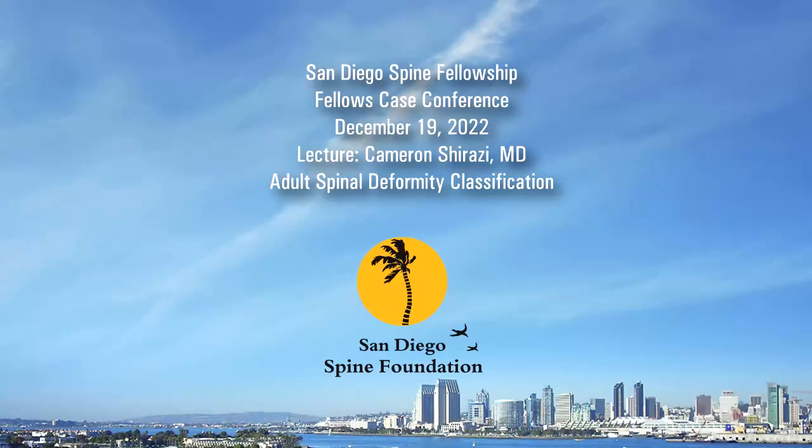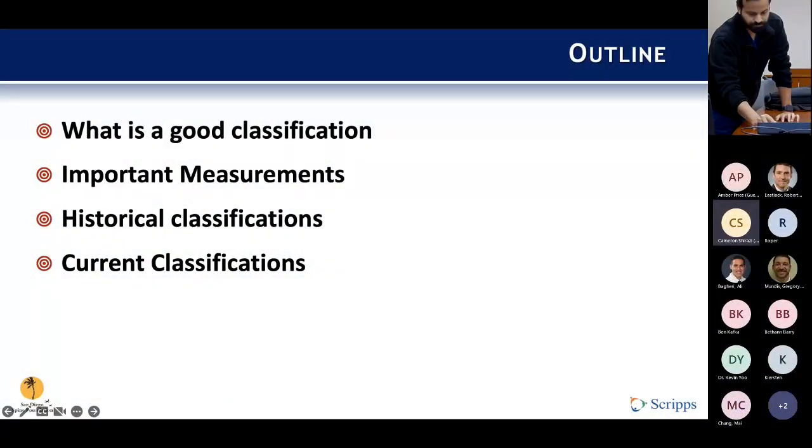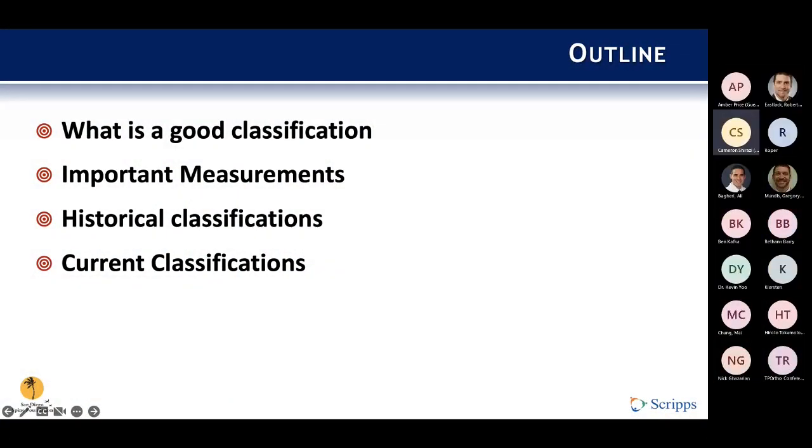Classification and adult spinal deformity. Kind of topics we're going to hit on is first just what makes a good classification, then important measurements that we look at, which we've hit on before. We won't spend too much time on that. Then we'll go through historical classifications and come to the more current classifications and things we use.